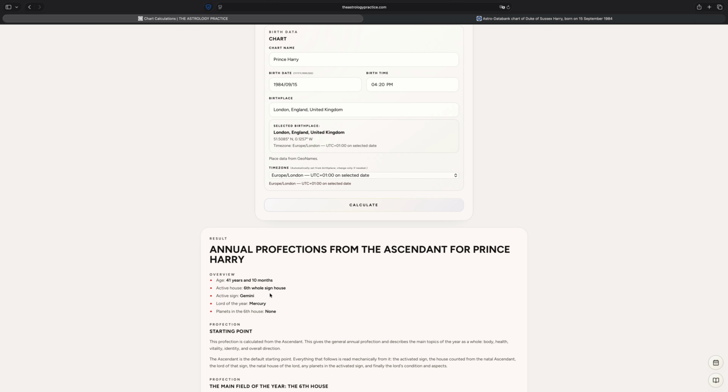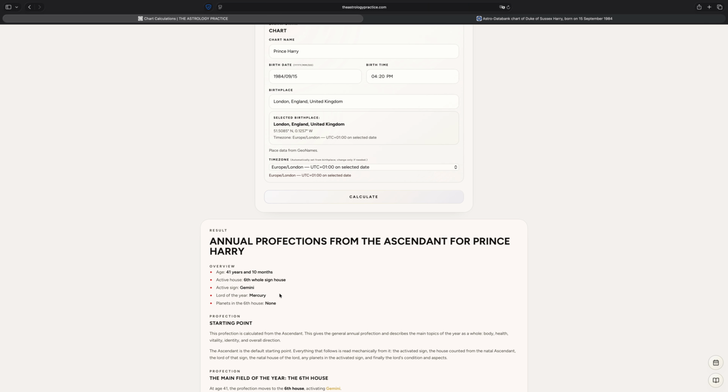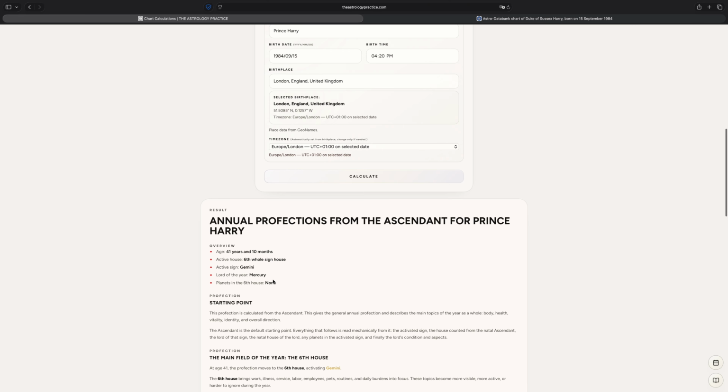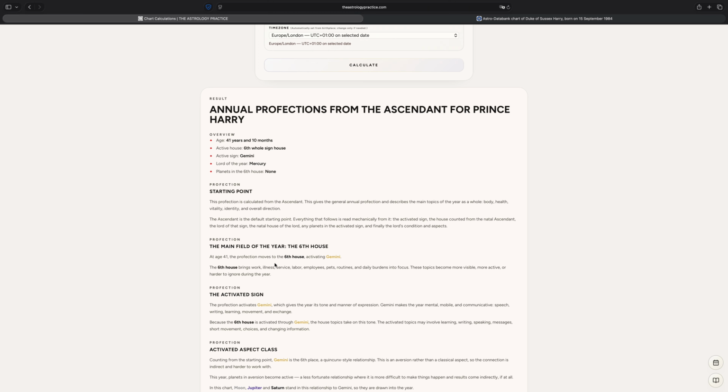So for him, because he's 41 years and 10 months today, he would be in a sixth house profection. The sixth house is activated. Usually this is less fortunate. It is one of the less fortunate houses. So the second house, the eighth house, the sixth, and the 12th, in that order, they're getting more and more unfortunate. And the sixth and the 12th are the most difficult profection years, probably.